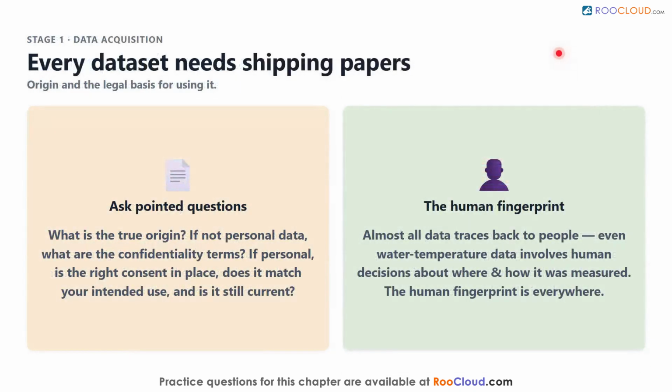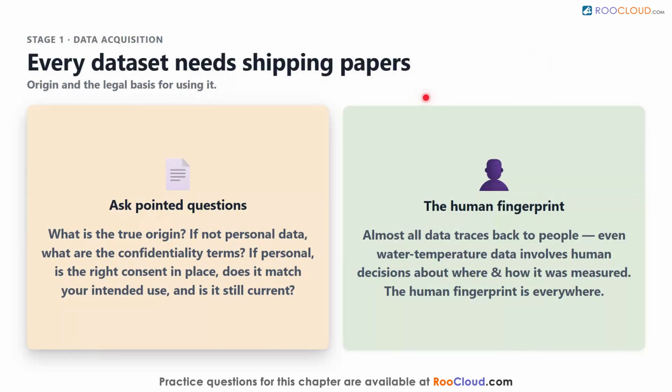The first stage is data acquisition. Every piece of data feeding an AI process should arrive with the equivalent of shipping papers, agreements, and procedures that establish where it came from and the legal basis for using it. That means asking pointed questions. What is the data's true origin? If it is not personal data, what are the responsibilities and confidentiality terms around it? If it is personal data, is the right consent in place? Does that consent actually match how you intend to use it? And is it still current?